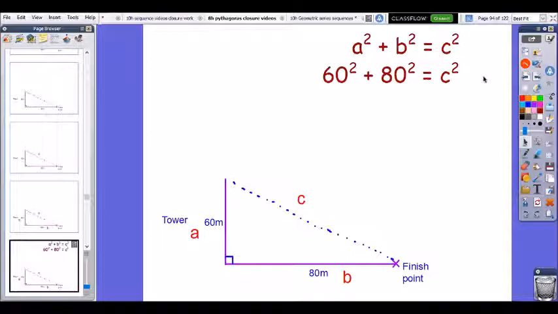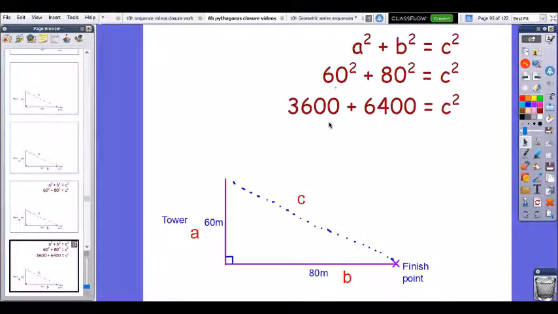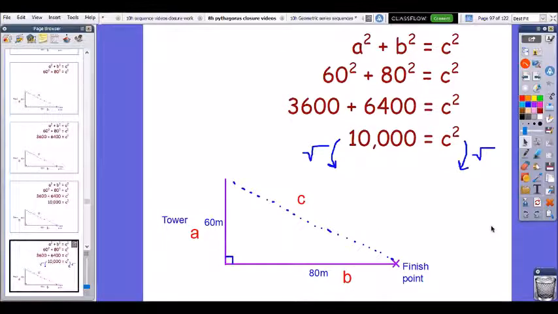Okay, at this point, let's do some maths. 60 squared, well 6 times 6 is 36, so 60 squared would be 3600, and so on. Let's do some more maths. Let's add these two values together. That tells me that c squared is equal to 10,000. So thinking back to the last few lessons, how do I get from c squared to just c on its own? Well, at this point I would take the square root of both sides of my equation, and that tells me that c equals 100.